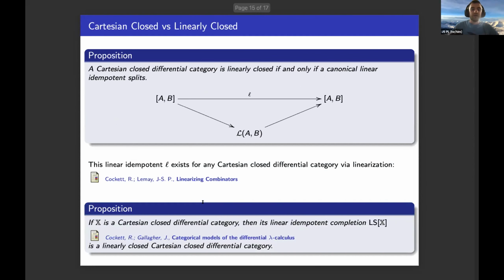Just very briefly, while not every linearly closed CDC is going to be Cartesian closed, we can precisely tell you when a Cartesian closed CDC is going to be linearly closed. And essentially, it's when a canonical linear idempotent splits. And then you can take the linear idempotent completion of any Cartesian closed differential category to obtain a linearly closed Cartesian closed differential category. So if you're interested in that, there's more details about that in my paper.